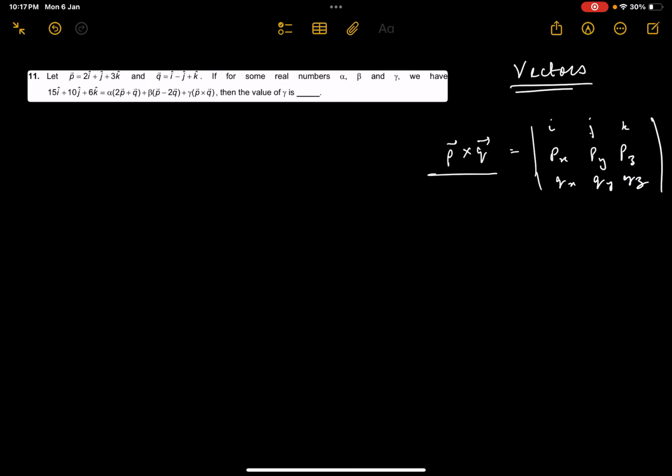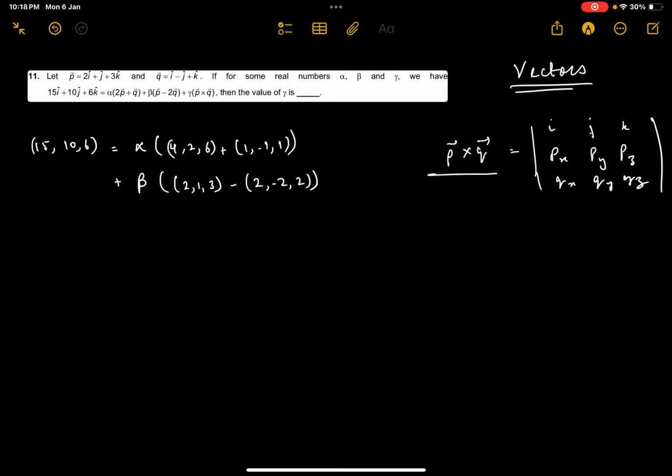So let's go. We are given P vector and Q vector, and then we are given that this vector equals alpha times 2P vector, that is 4 comma 2 comma 6, plus Q vector, which is 1 comma minus 1 comma 1, plus beta times P vector minus 2Q vector, which is 2 comma 1 comma 3 minus minus 2 comma 2, plus gamma times P cross Q vector.